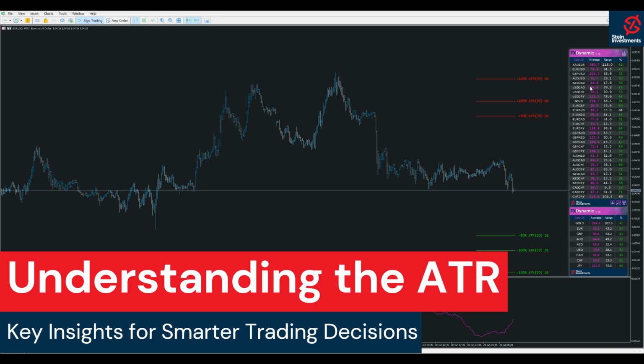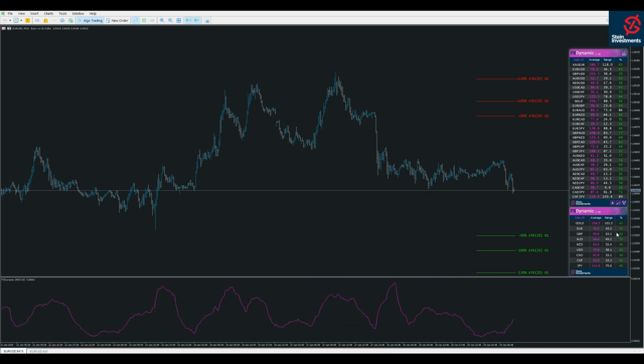So how do we get to those numbers you see here in the panels and on the chart? The most popular usage of the average true range is probably the 20 days average daily range, which determines how much a currency or a pair moved during the past 20 days, and this gives you some idea of what you can expect from a pair during the day. So how much will it move?